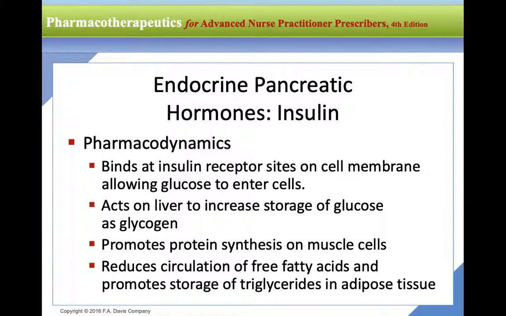All right, endocrine pancreatic hormones, insulin. You're going to deal a lot with insulin, especially with the growing number of diabetic patients we have in the United States and pre-diabetic patients. Insulin binds at the insulin receptors on cell membranes, allowing glucose to enter the cells. It also acts in the liver to increase storage of glucose as glycogen. It promotes protein synthesis in muscle cells, and it reduces circulation of free fatty acids and promotes storage of triglycerides in adipose tissue.